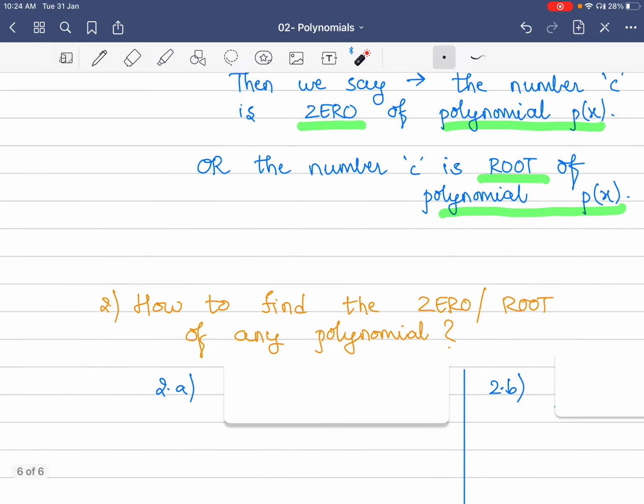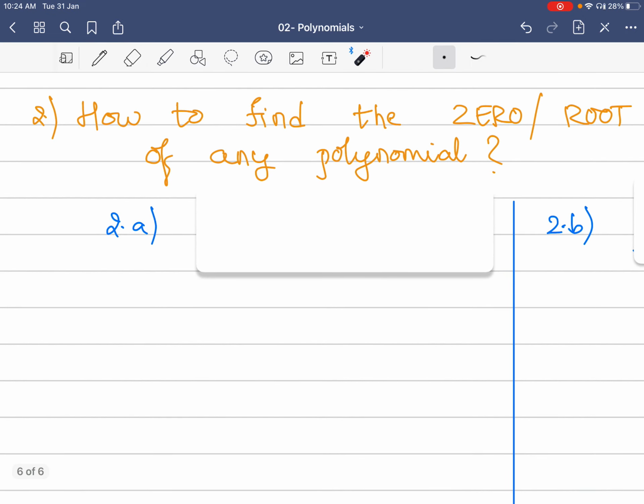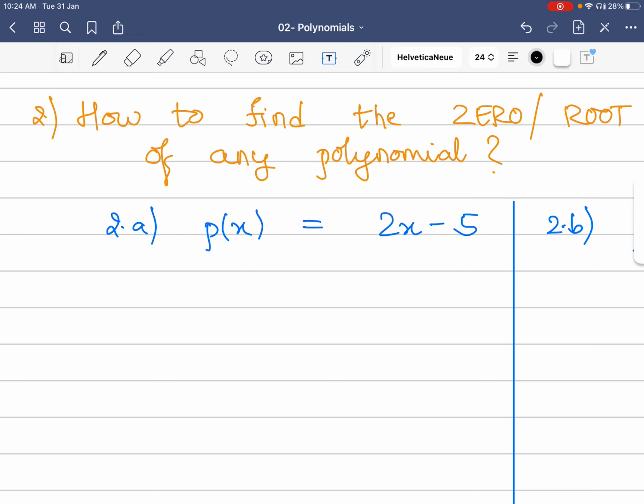Okay, now the next important question is, how do we find the zero or root of any polynomial? Let us say we are given one polynomial and we want to know the zero or the root of the polynomial. How do we find it? So let's take one example. Let's consider this polynomial P of x equal to 2x minus 5, and I want to find the root or the zero of the polynomial, which means I want to find a particular value of x where P of x will be equal to 0.